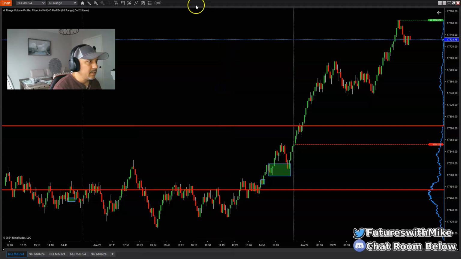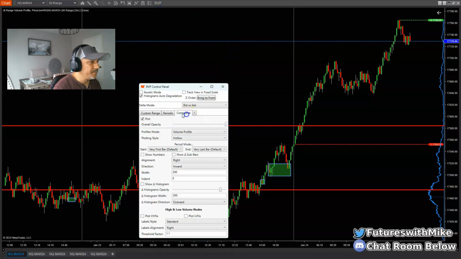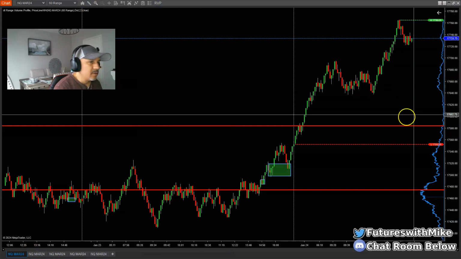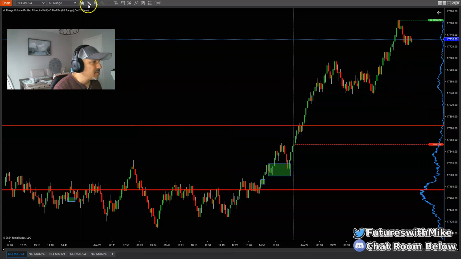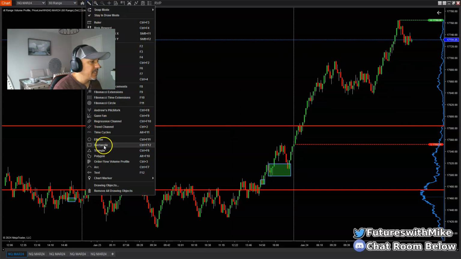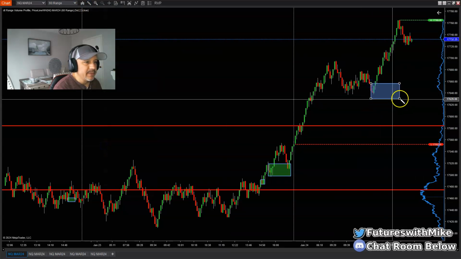Let's see. Don't know if that did anything there. Okay, so I made this a little larger, the volume profile. This is on my higher base chart, and we could draw this as just say a supply. I mean, it's going to be a demand zone right here.